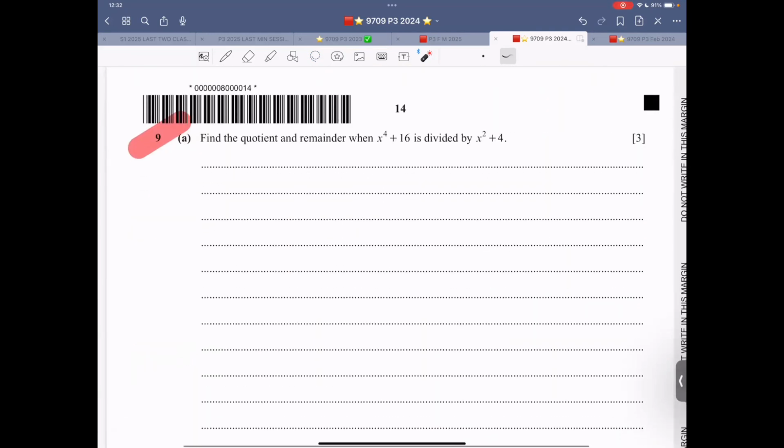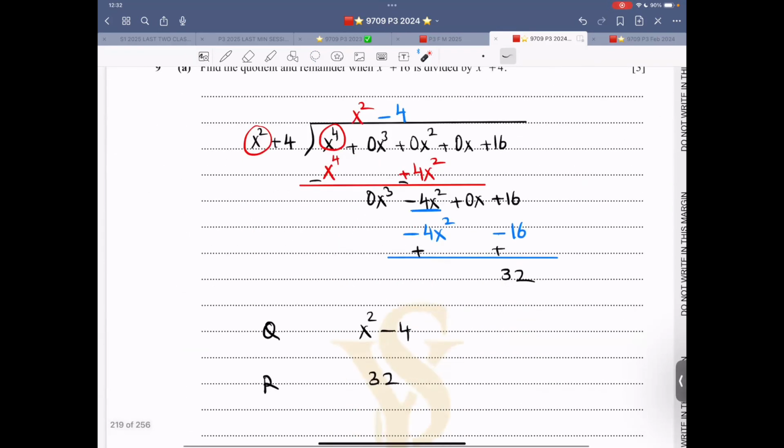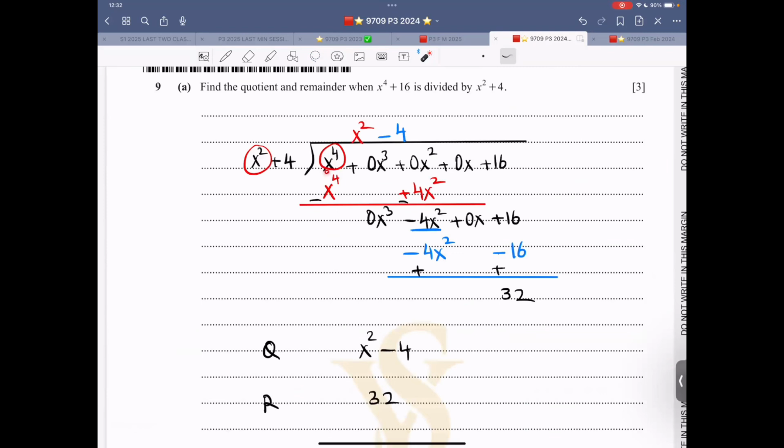Find the quotient and remainder when this quartic is divided by quadratic. So for the quartic, there is x^4, there is 0x cubed, 0x squared, 0x plus 16. It's divided by x squared plus 4. Take the highest power, divide, that is x squared, multiply with both of them, write it down in their respective places. Change the sign and add. Change the sign and add.